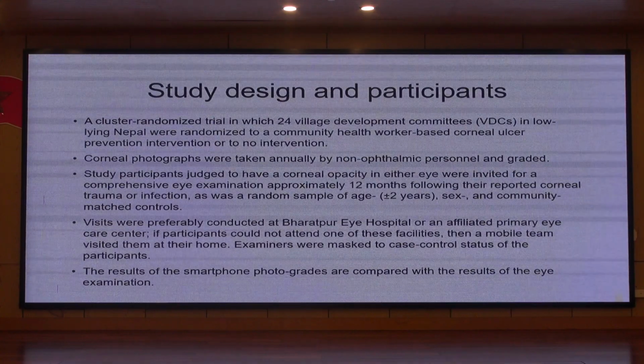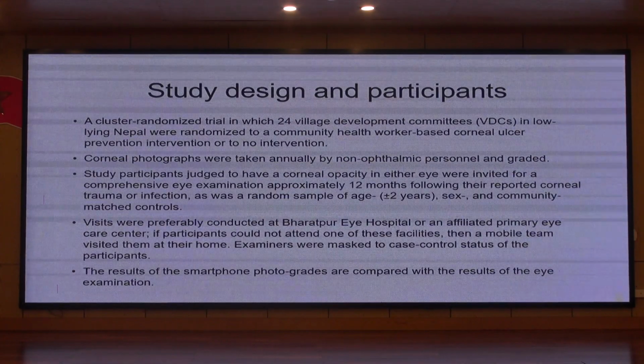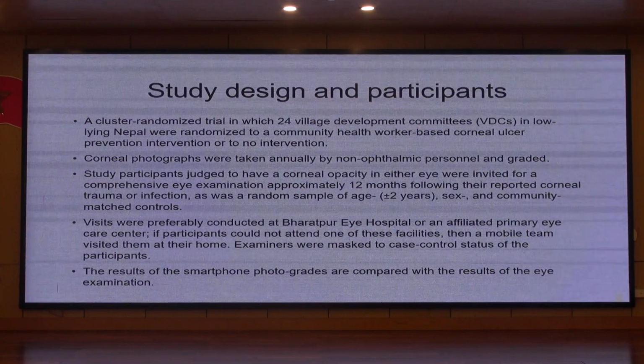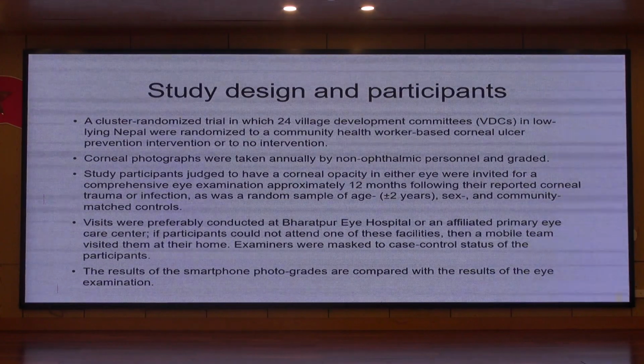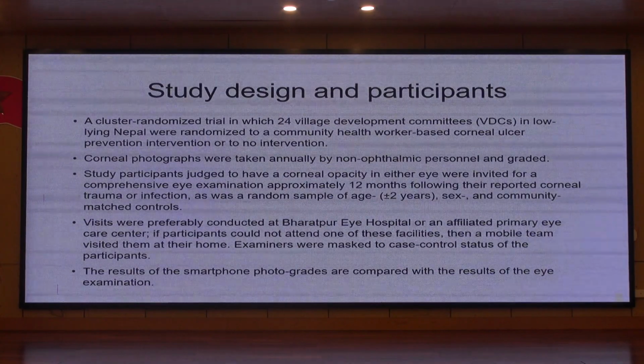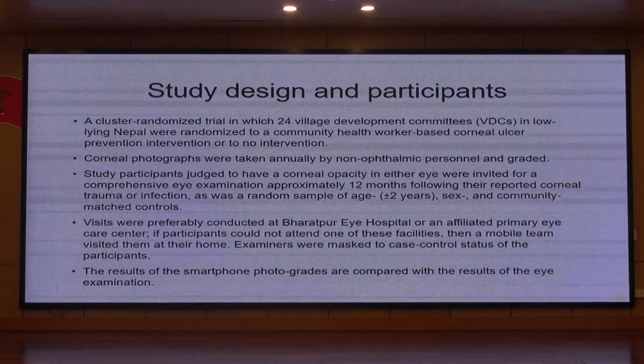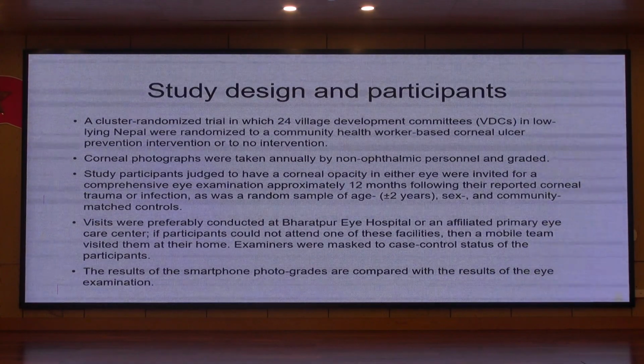We also selected a random sample of controls matched on age, sex, and community, and invited these people to the follow-up comprehensive eye examination as well. The follow-up visits were preferably conducted at an eye hospital or a primary eye care center. However, if participants could not attend one of these facilities, a mobile team visited them at their home and examined their eyes. The examiners were masked to the case-control status of the participants. In this analysis, the results of the smartphone photographs are compared with the results of the eye examination to determine the diagnostic accuracy of the corneal photographs.